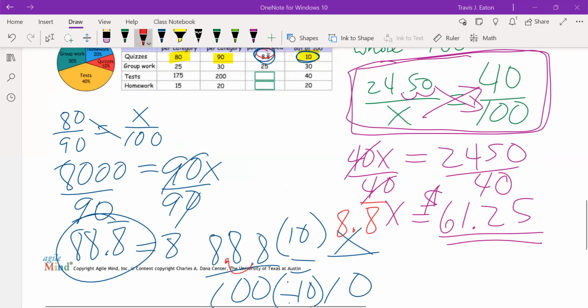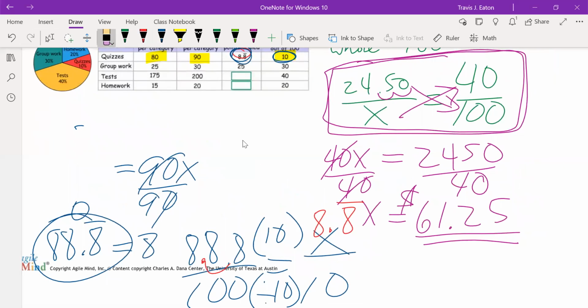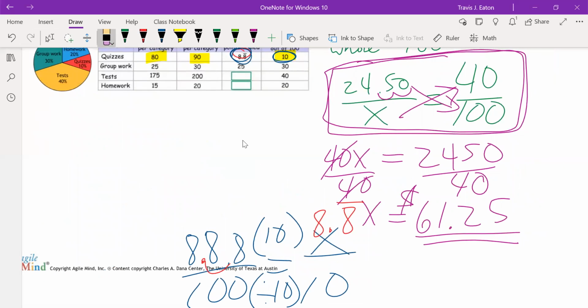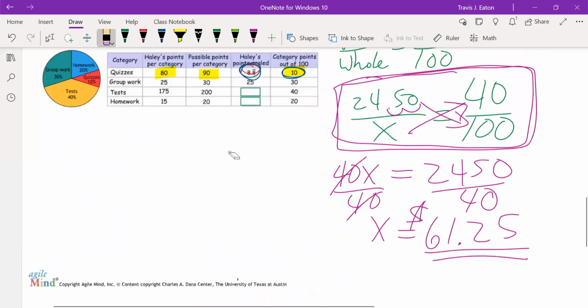So let's try doing it a little bit differently for the next one, just to see how that is. So I'm going to erase all this. As much fun as that was, right? Okay. So let's take a look at the next one here.